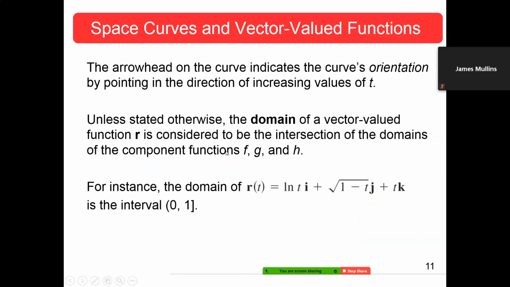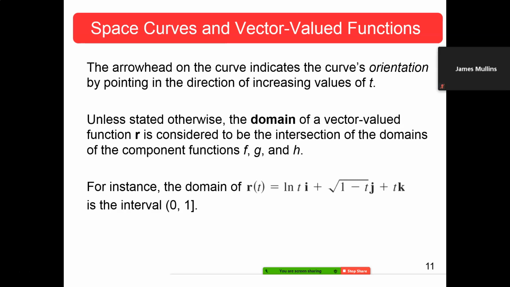Now, that gives you the curve's orientation by pointing in the direction of increasing values of t. Unless stated otherwise, the domain of a vector valued function r is considered to be the intersection of the domains of the component functions f, g, and h. Now, I don't know if that's saying a lot to you.